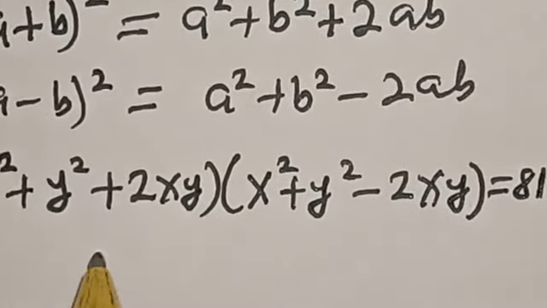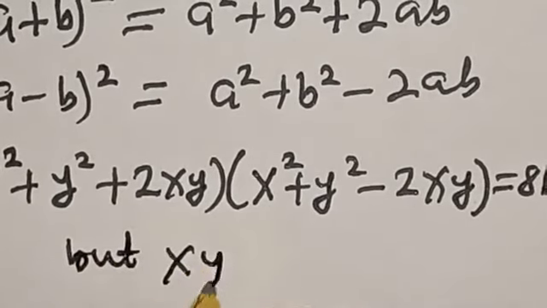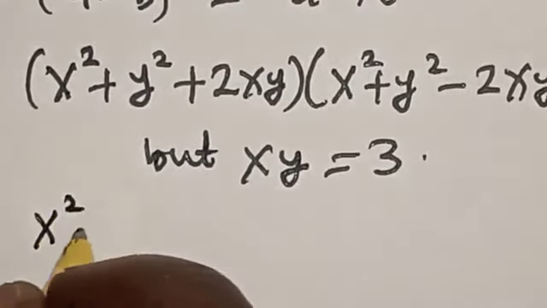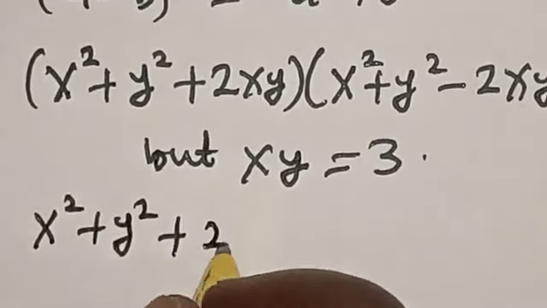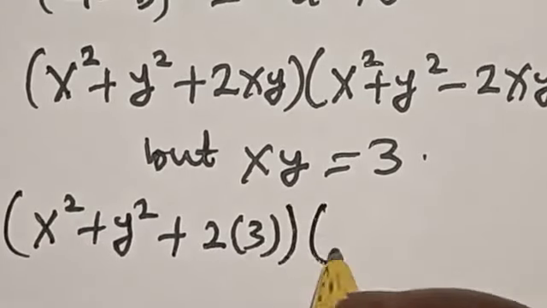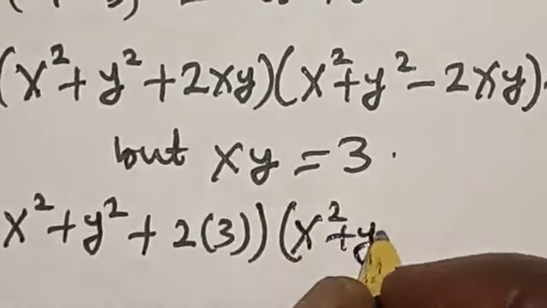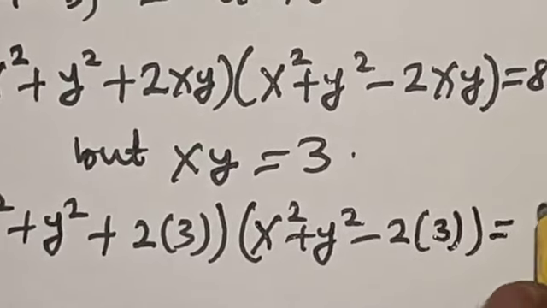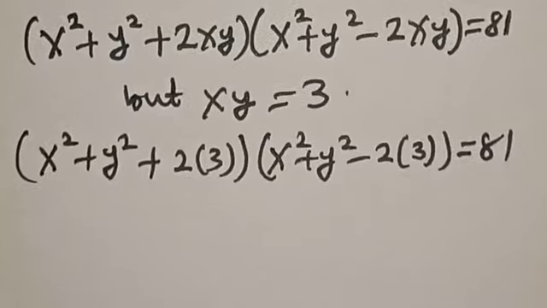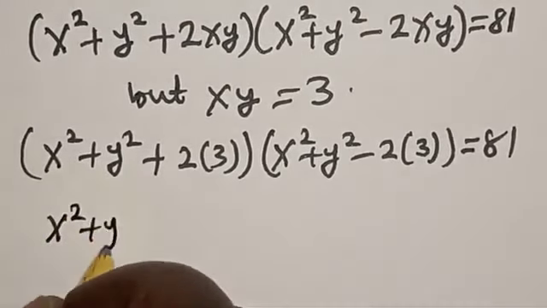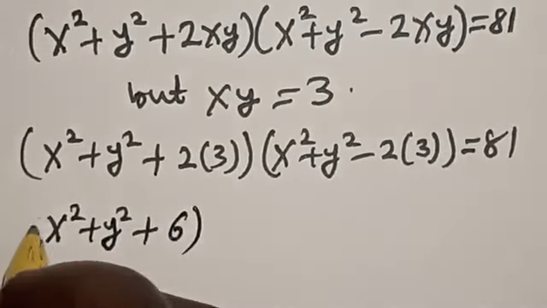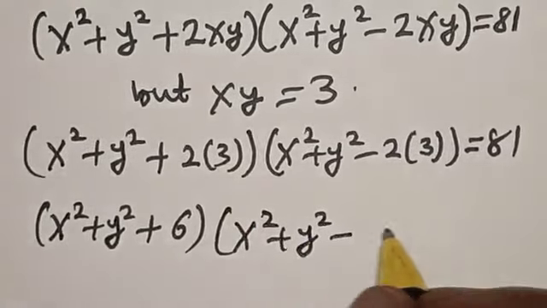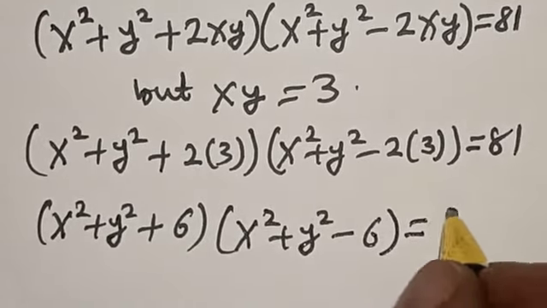Now, we know that xy is equal to 3. Now, we have x squared plus y squared plus 2 into 3 multiplied by x squared plus y squared minus 2 into 3 is equal to 81. Then this is x squared plus y squared plus 2 times 3 is 6, multiplied by x squared plus y squared minus 2 times 3, this is 6, is equal to 81.